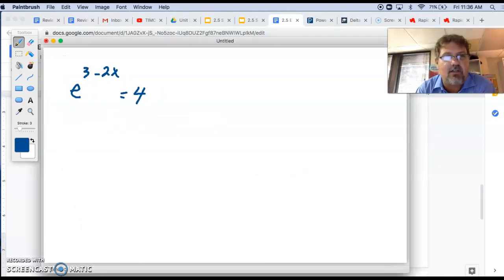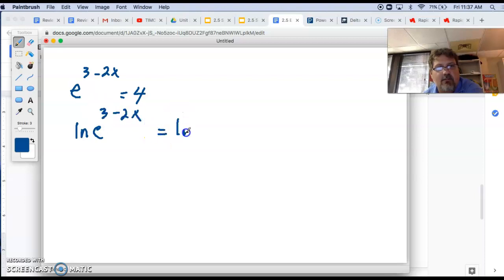Obviously, taking the natural log of both sides, it's already isolated, the variable expression is. So I would just take the natural log of both sides of this, and that will, I said variable expression, I meant the exponential expression. So we do the natural log of e to the 3 minus 2x on both sides, right? And now we're going to use that same property that says natural log of e to the x is x, and that makes this 3 minus 2x. That's equal to the natural log of 4.